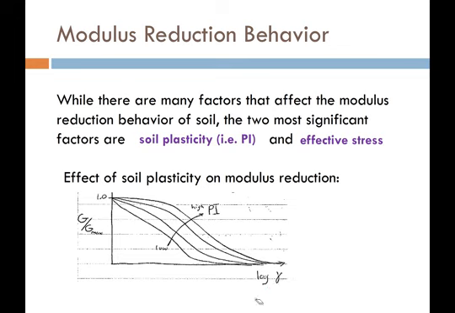Now if I take just a given value of shear strain, I may get this value of G over G max if I have a really low plasticity index. Conversely, I may get this value of G over G max if I have a really high plasticity index. So the trend that we see is that increasing the plasticity index for a given strain is going to increase my G over G max ratio. It's going to cause my modulus reduction curves to shift to the right and up.